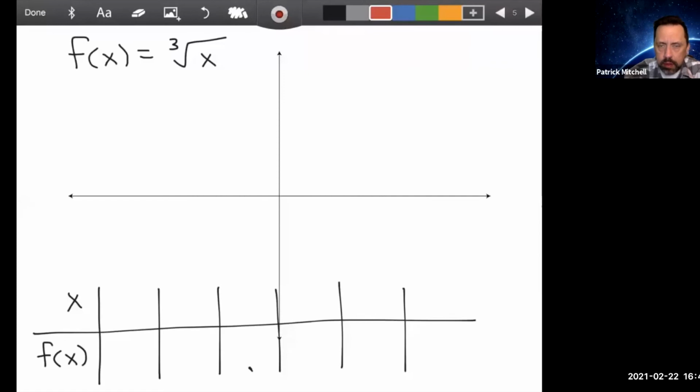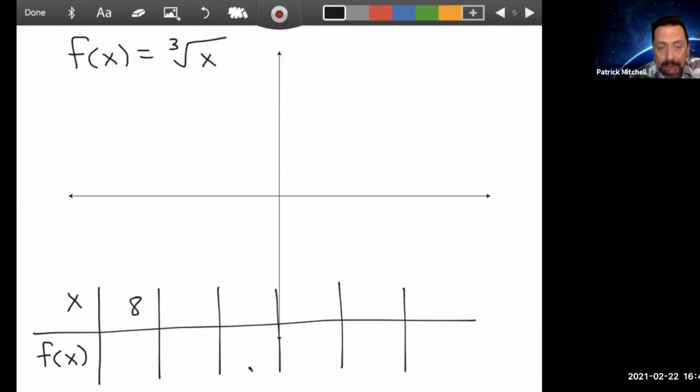All right, so this time I've set it up like this. If you can remember how we did our square root graph, we picked our values of x so that they would work nicely inside the square root. So now I want to pick numbers that work nicely inside a cube root. Okay, so what kinds of numbers would those be? They would be perfect cubes, numbers like 8.